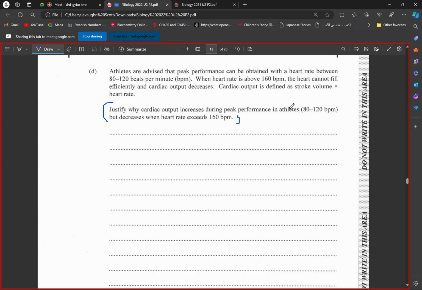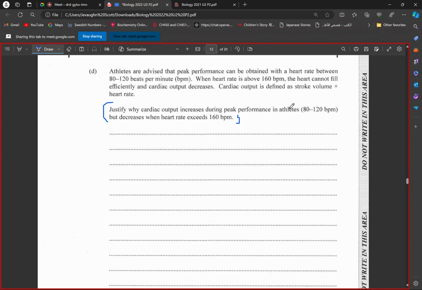Can I try something? Alright, so I would first define cardiac output, which is the volume of blood pumped out per minute. And they gave us the formula. So I would then define stroke volume, the amount of blood pumped out of the left ventricle, that's all per contraction.